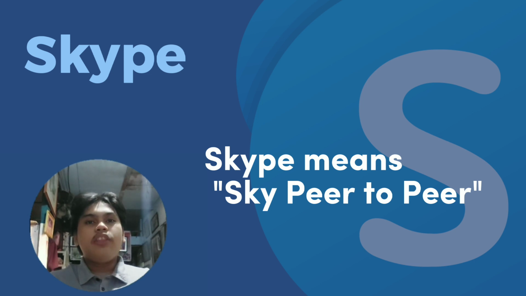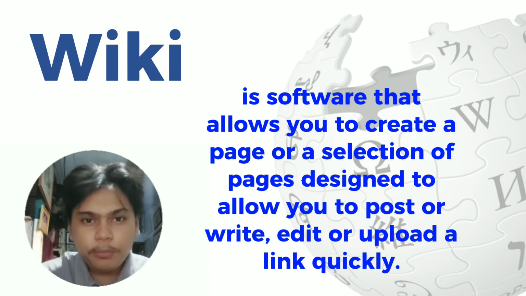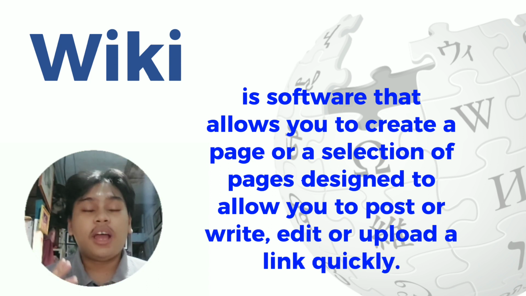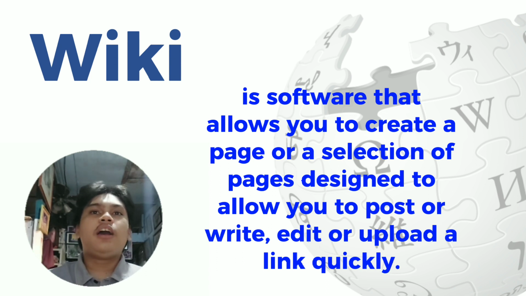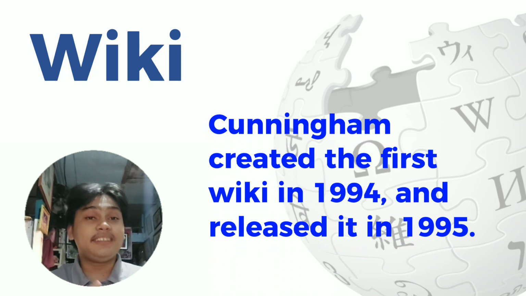And the other one is Wiki. Wiki is a software that allows you to create a page or a selection of pages that allows you to post or upload a link quickly. The brief history of Wiki is that wikis date back to 1995, when an American programmer, Ward Cunningham, created a collaborative technology for organizing information on a website.